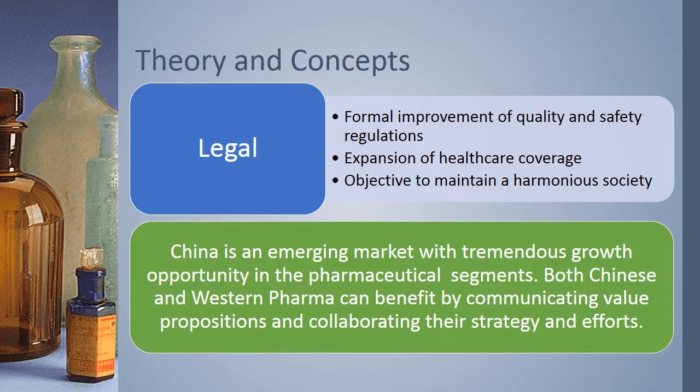Theory and concepts continue, legal. Formal improvement of quality and safety regulations is one of the components of legal item for Western pharma companies. The government wants to expand the healthcare coverage, and that needs to be one of the items to be covered. The legal component also covers the objective to maintain a harmonious society. China is an emerging market with tremendous growth opportunity in the pharmaceutical segments. Both Chinese and Western pharma companies can benefit by communicating value proposition and collaborating their strategies and efforts.